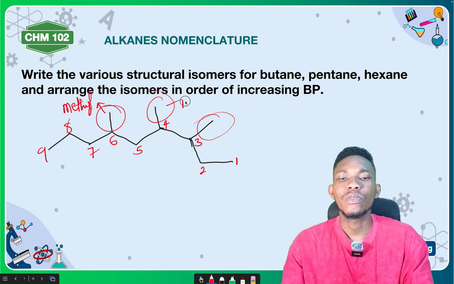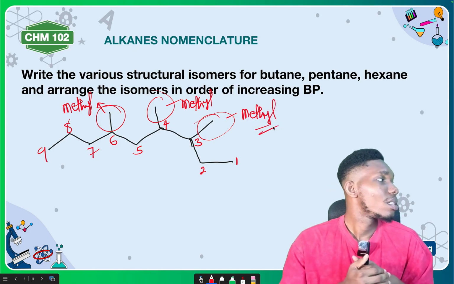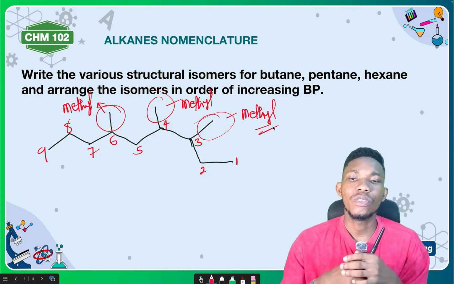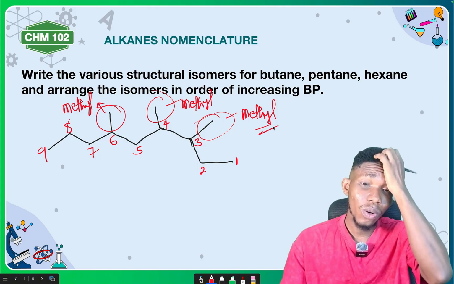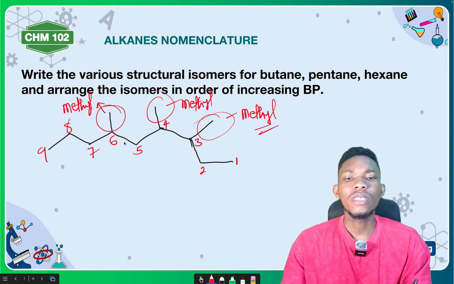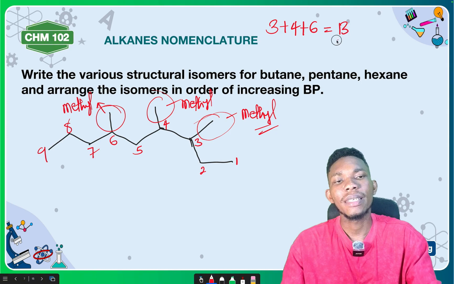So this is a methyl substituent, this is what? Methyl substituent, and this is what? Methyl substituent. Is that okay? So we have 3 methyl substituents. Now, if we add all the numbers of the substituents together, this is 3, 4, 6. 3 plus 4 plus 6 will give us 13.